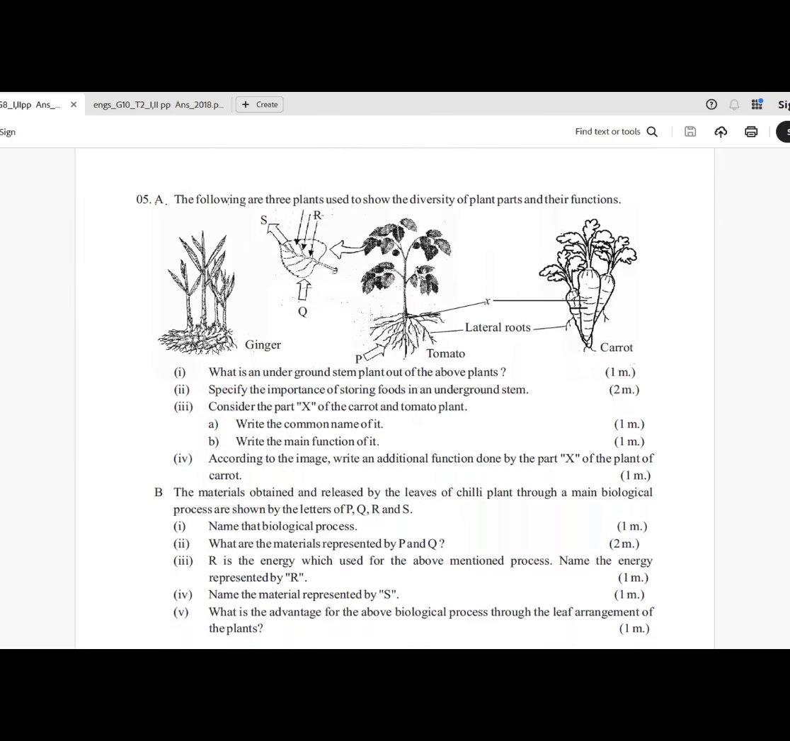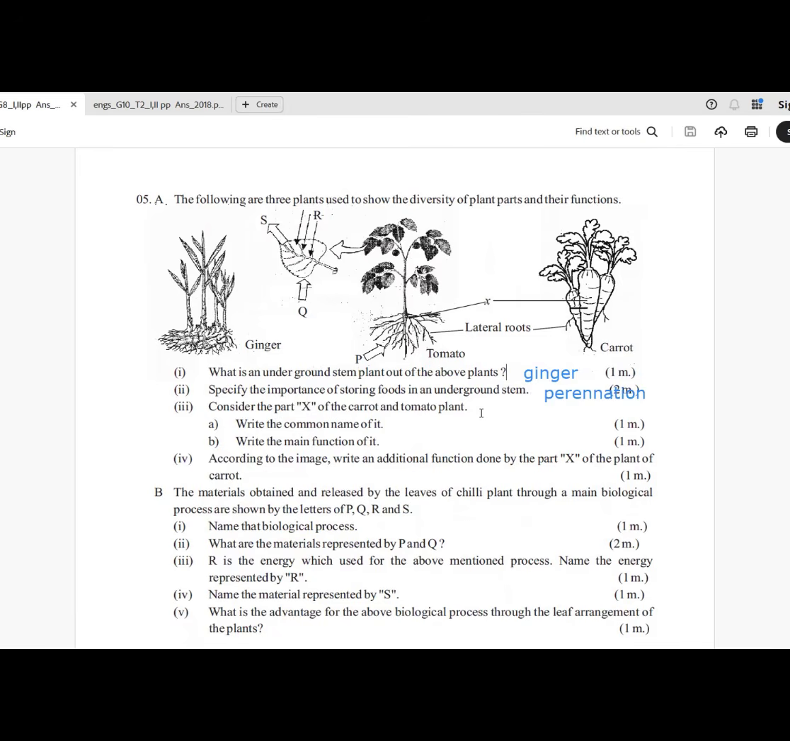Question number 5, A part. The following are 3 plants used to show the diversity of plant parts and their functions. What is an underground stem plant out of the above plants? Ginger. Specify the importance of storing food in an underground stem. Perennation. It can survive in adverse climatic conditions also.